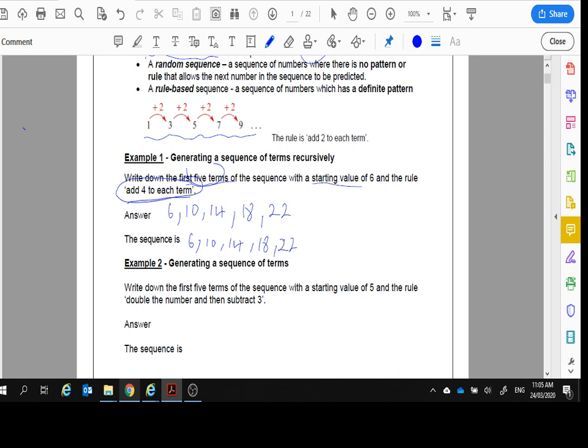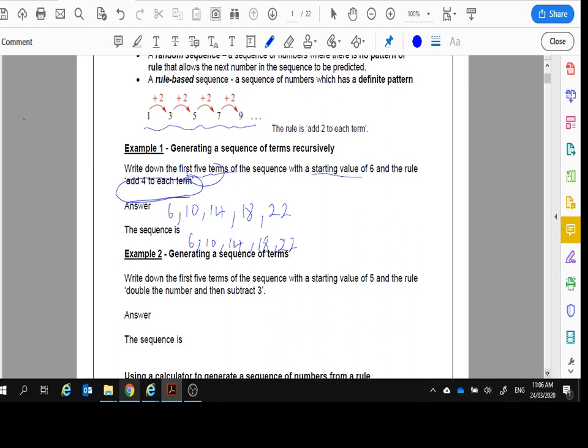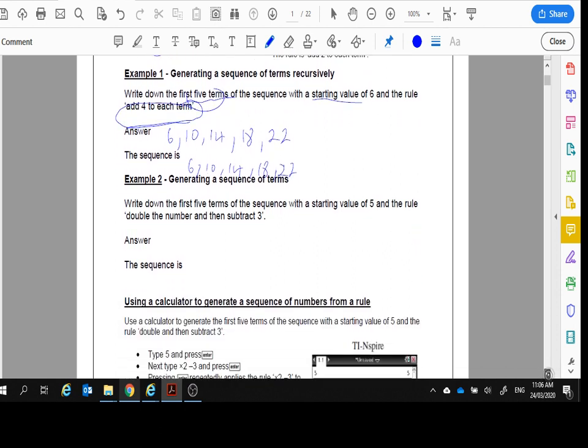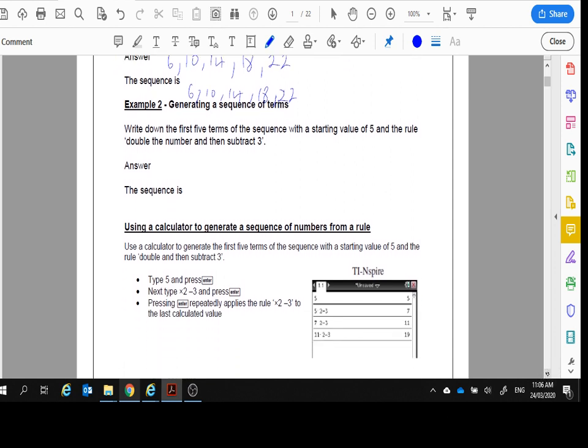Example 2, generating a sequence of terms. Write down the first 5 terms of the sequence with a starting value of 5 and the rule double the number and then subtract 3. Okay, so we're starting with 5. Here we go.